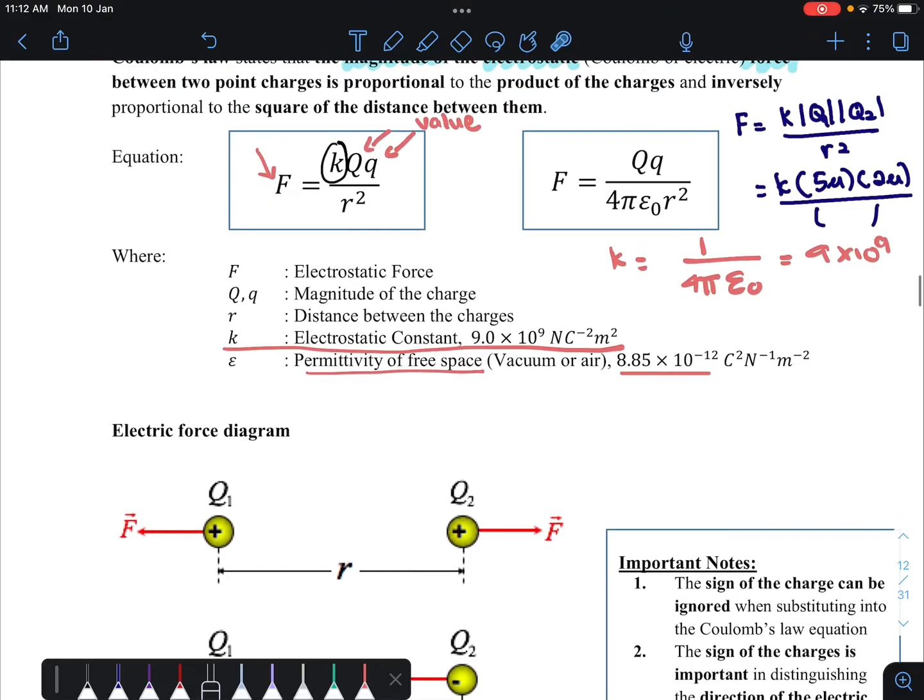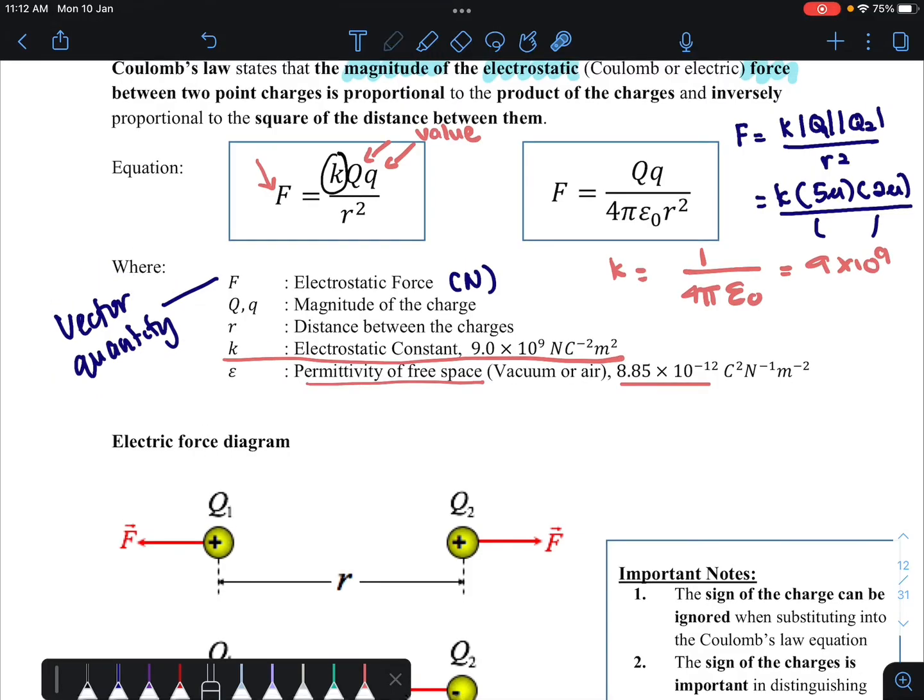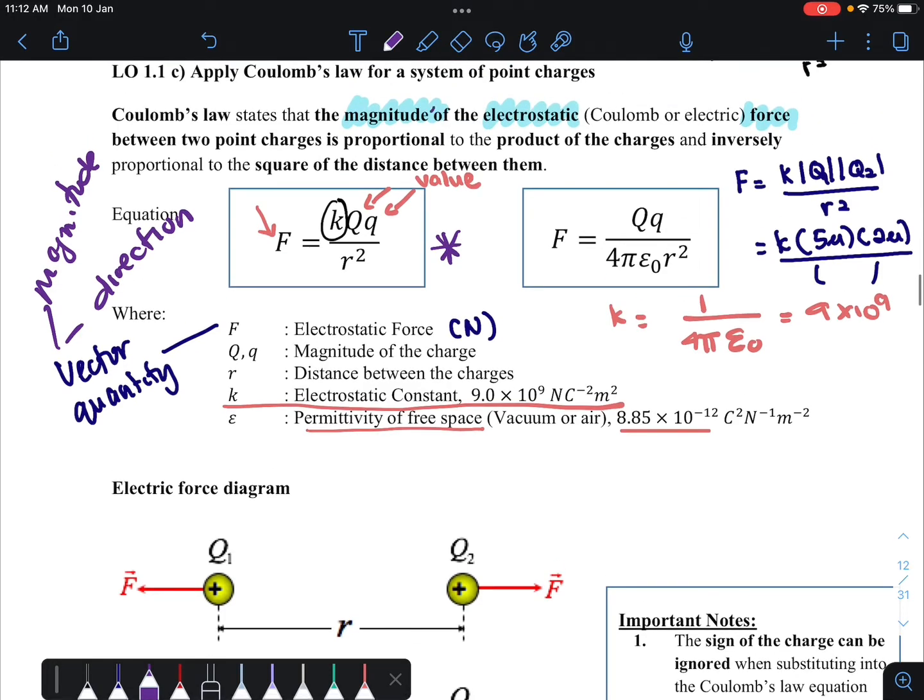Alright, as we know, force here is a vector quantity and it has a unit of Newton. So unit untuk force adalah Newton, sama macam chapter 4 you studied. Alright. So since it is a vector quantity, it must have magnitude and also direction. Kena ada magnitude and direction. As from this equation, we managed to get the magnitude of the electrostatic force.